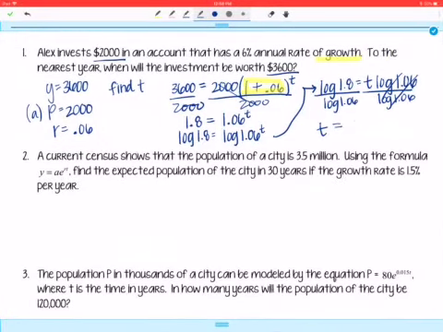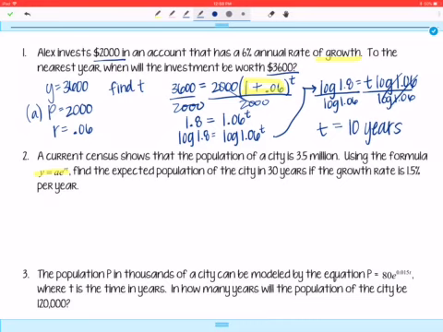Okay, so this comes out to be about 10 years. Okay? All right, for number 2. A current census shows that the population of a city is 3.5 million. Using the formula given here, find the expected population of the city in 30 years if the growth rate is 1.5% per year.